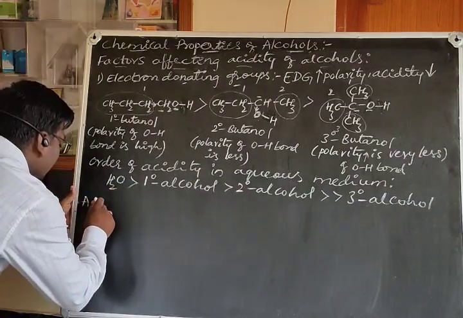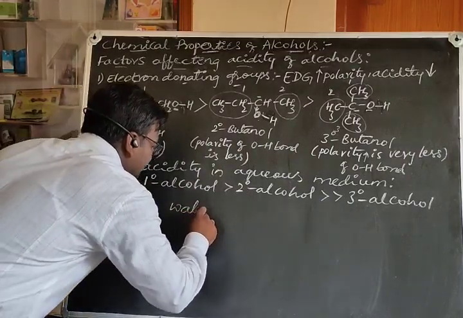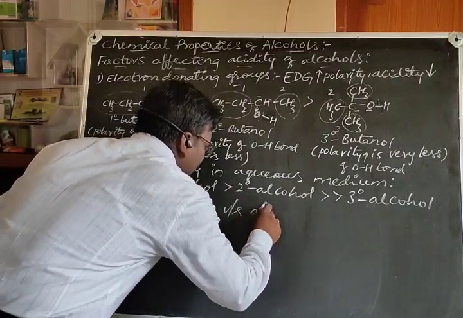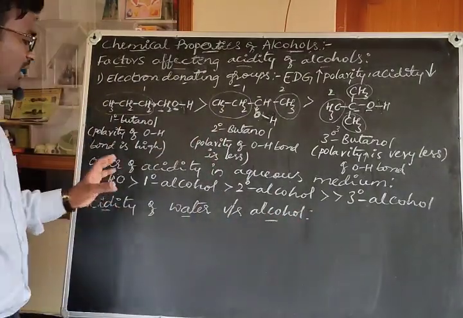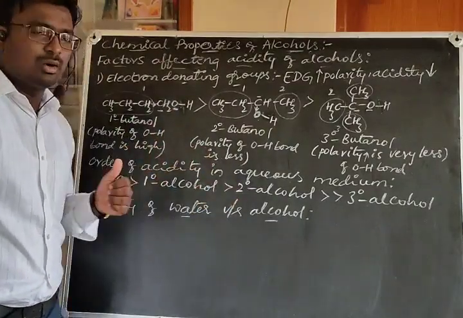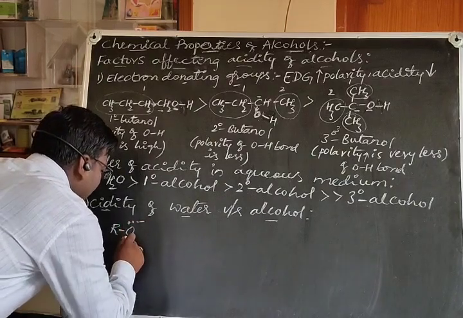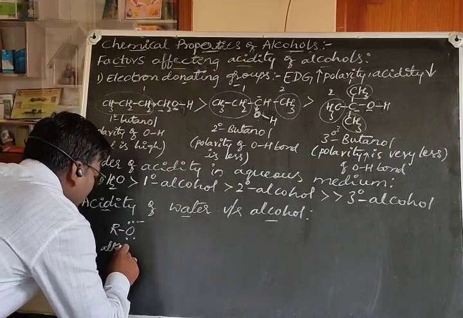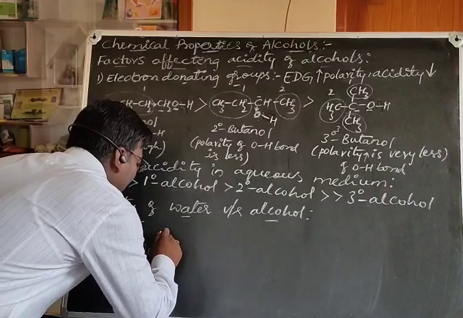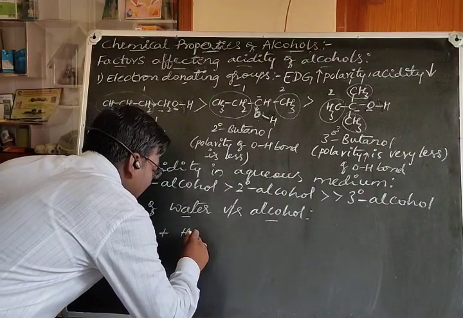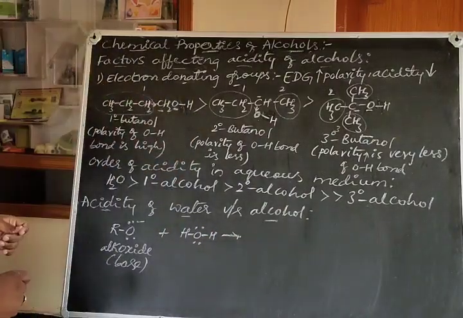Let's consider the acidity of water versus alcohol. I told you that water is more acidic than the alcohol. How? Let us consider the reaction. RO minus. Assume that we have an alkoxide ion. I already told that it is a base. When it is treated with water, that is HOH, now what happens?